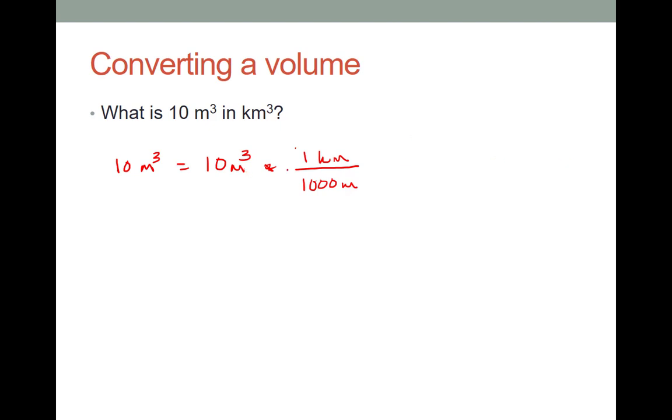There are 2 ways I could do that. I could write it out 3 times, or I can cube my conversion factor. So now my units would be kilometers cubed divided by meters cubed, and meters cubed would cancel. So I'm going to take 10 and divide by 1,000 cubed. And I'm just going to write this out in scientific notation because I don't want to count 8 decimal places. So 10 meters cubed works out to be 10 to the minus 8 kilometers cubed. This concludes this part of Unit 1.